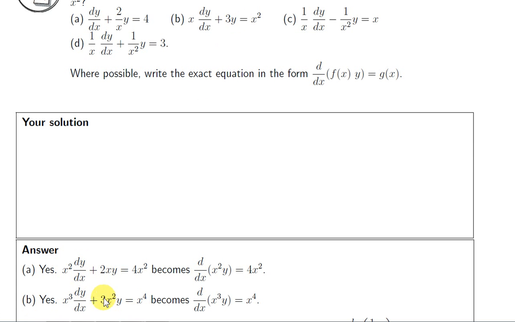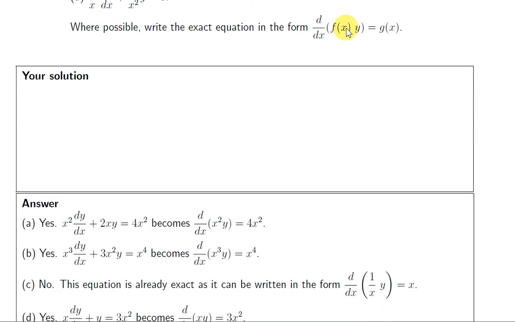If we multiply this one by x squared, we can make this second equation exact, because the derivative of x cubed is 3x squared, so we can write the left hand side as the derivative of x cubed times y. The product rule then will give us the left hand side. What about this one here? If we multiply by x squared, we get x dy dx minus 1y equals x.